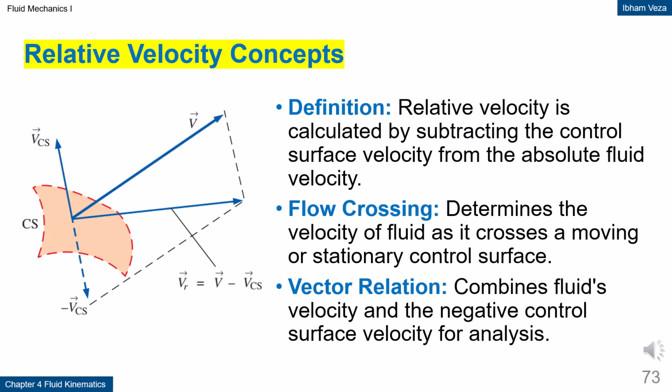Relative velocity concepts. Relative velocity is defined as the difference between the absolute fluid velocity and the control surface velocity. This concept is important when the control volume is moving or deforming. The relative velocity determines how fast the fluid actually crosses the control surface. With this approach, flow analysis in moving systems becomes simpler. This concept is widely used in the analysis of turbines, pumps, and moving vehicles.